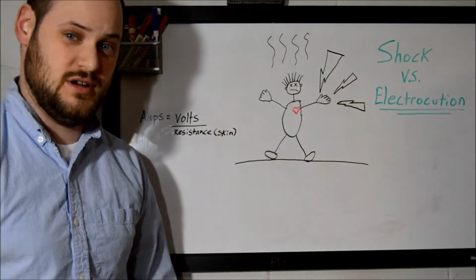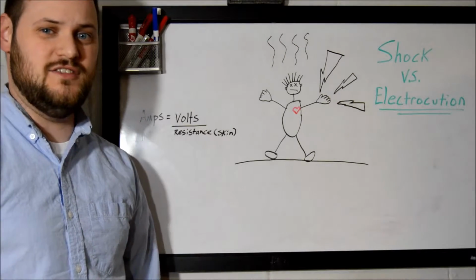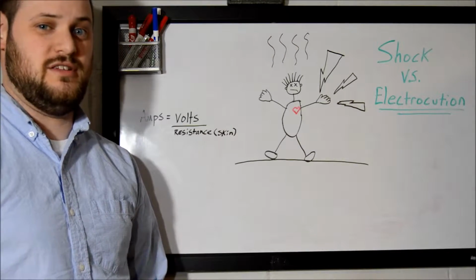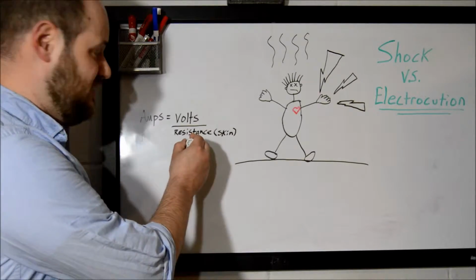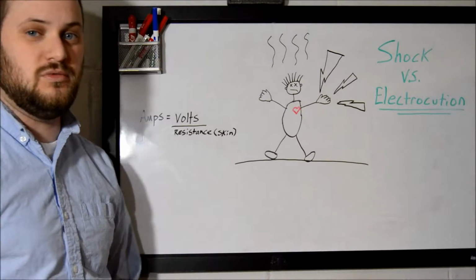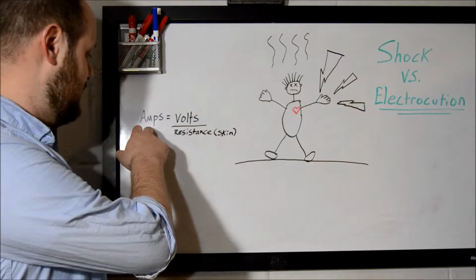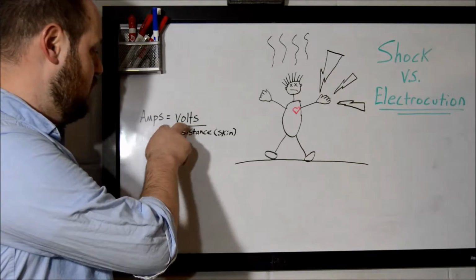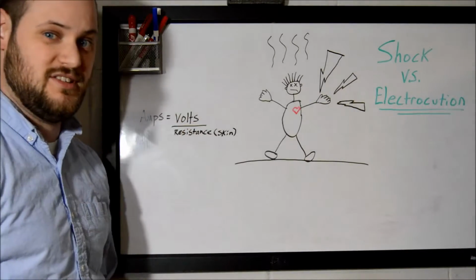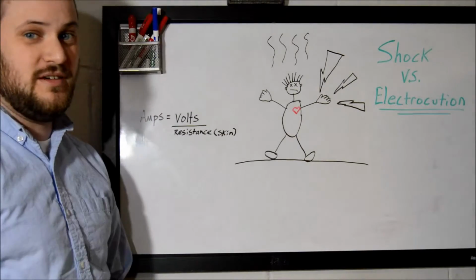Well, that's true. So why are there signs that say danger, high voltage? Well, there's a reason for that. And it can be explained very simply just by using plain old Ohm's law. You can see that the current in amps equals the voltage divided by the resistance. In this case, the resistance is your skin resistance.